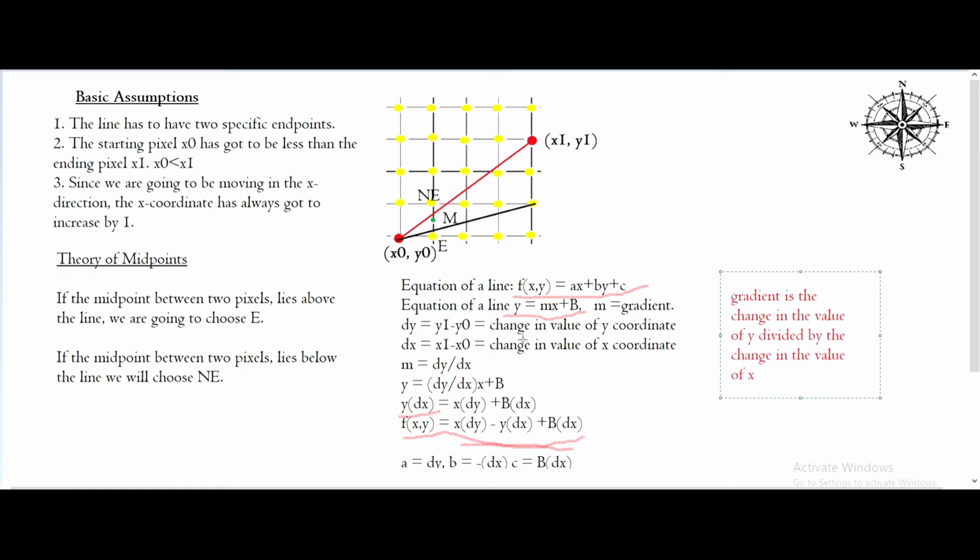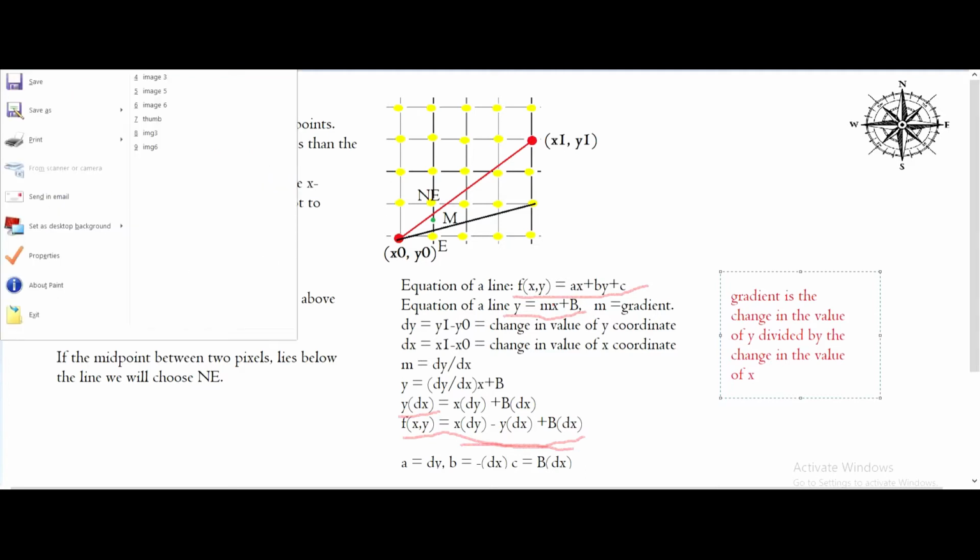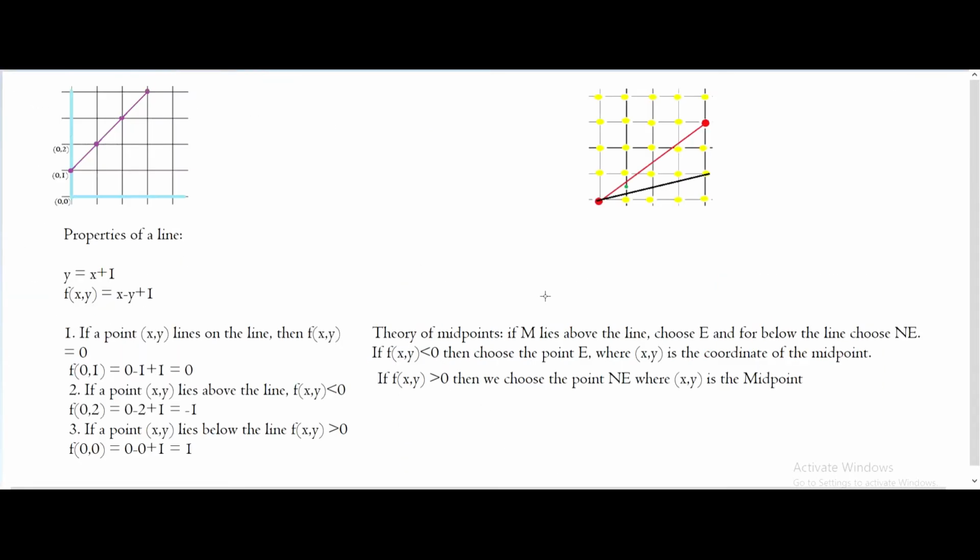So a will basically be equal to dy. The coefficient of y was b, and here it's minus dx. So b is equal to minus dx. And c has no coefficient, so it will basically be equal to b multiplied by dx. Okay, so these were some simple equations of a line. We should all already know this by now, but just in case. Okay, so now let's take a look at the properties of a line.